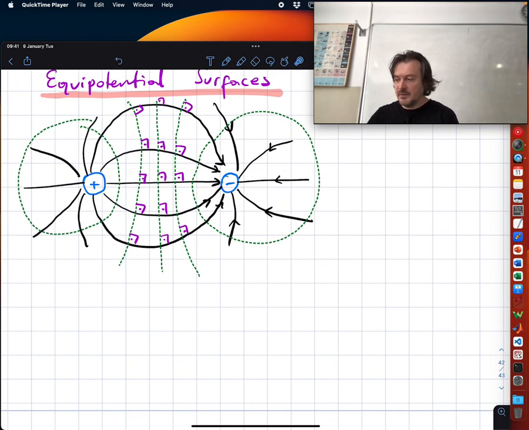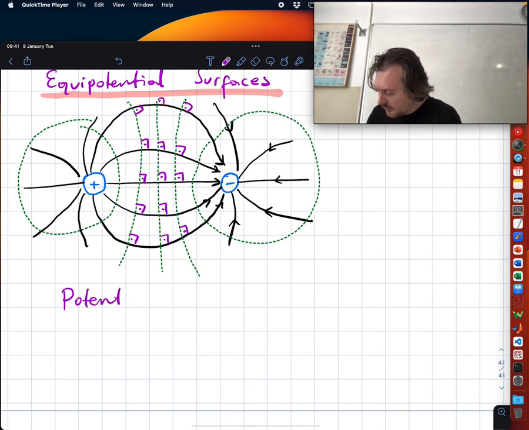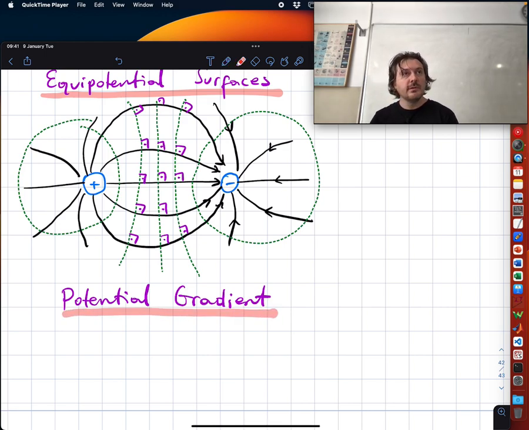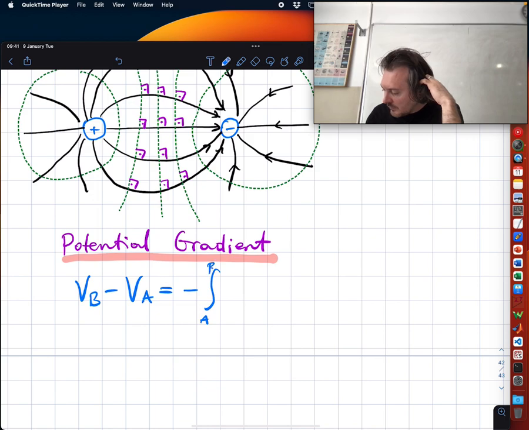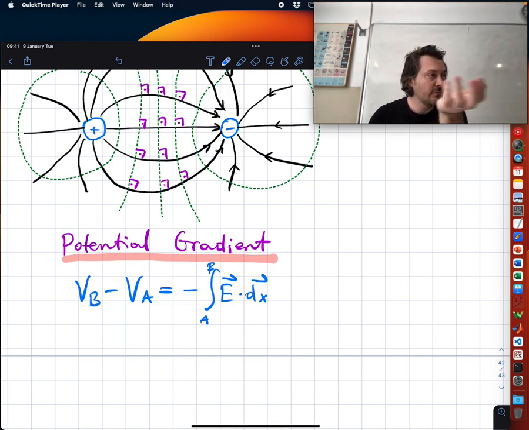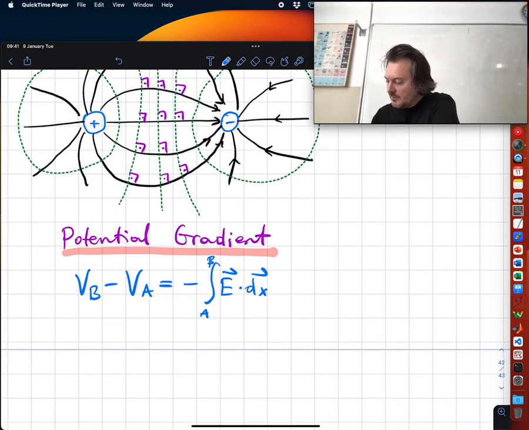Speaking of potential differences, let's talk about potential gradient. Do you know the word gradient? It's like the slope, the potential slope. So, earlier we have seen that you can find potential from electric field. What do you need to do? You need to integrate the electric field. Now, if you want to find electric field from potential, what do you need to do? Take the derivative, right?